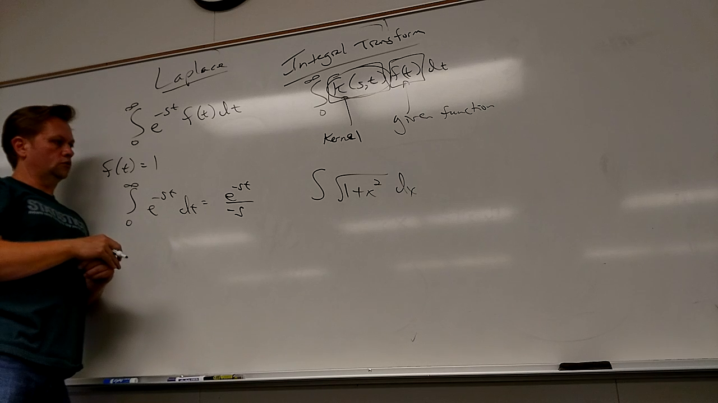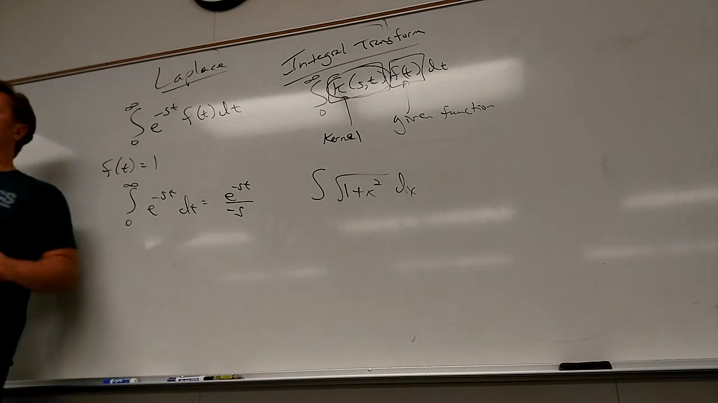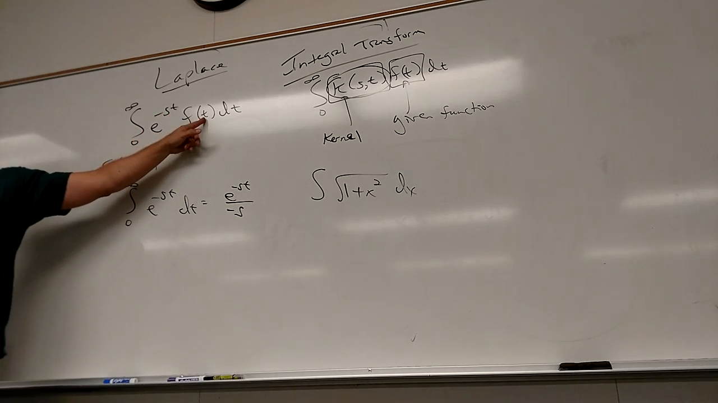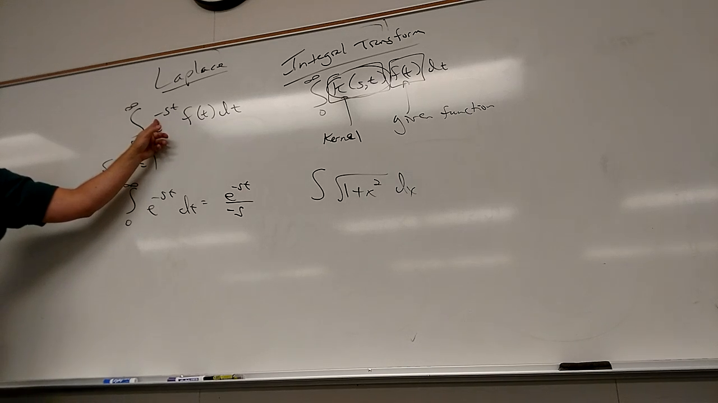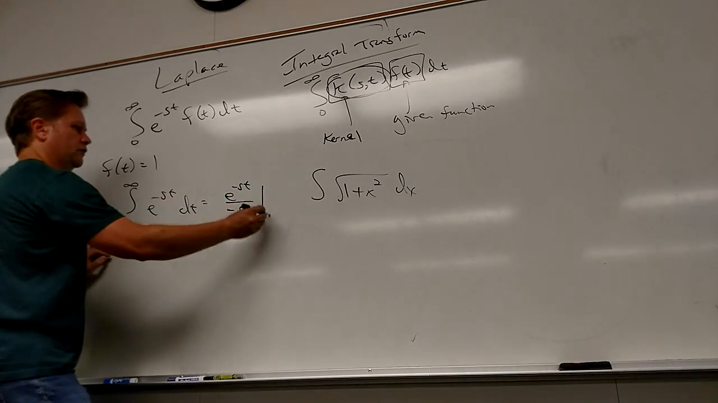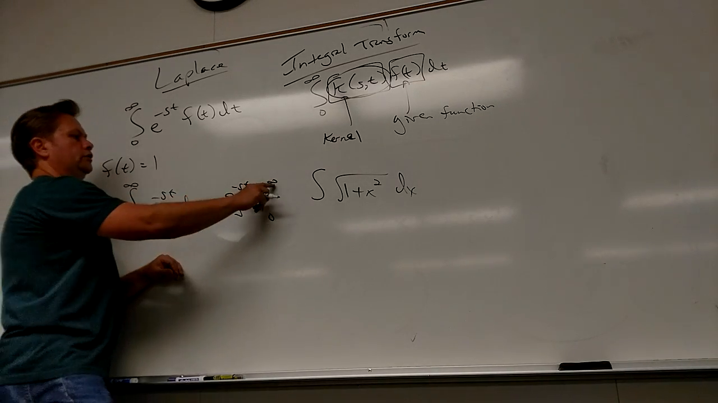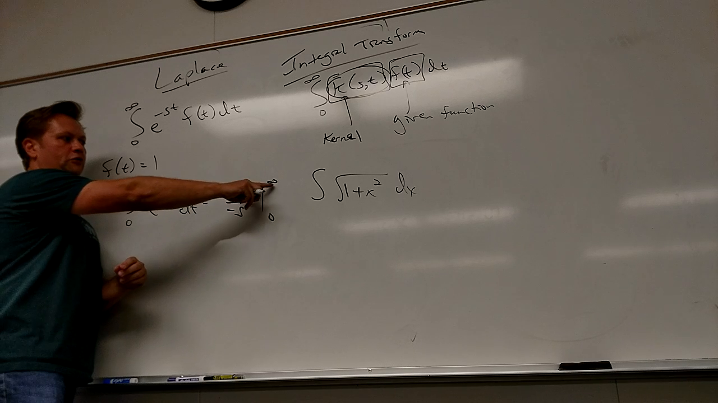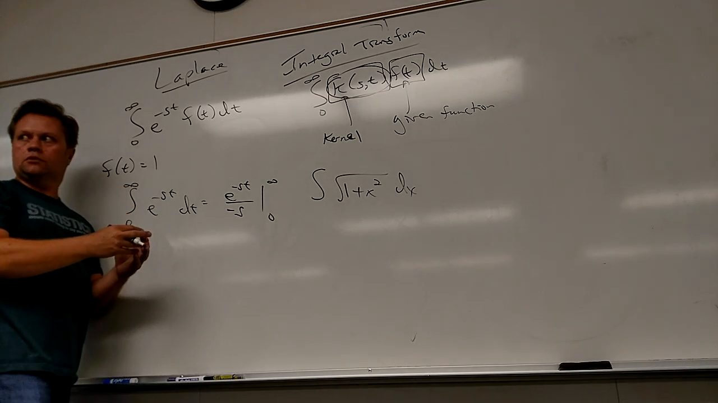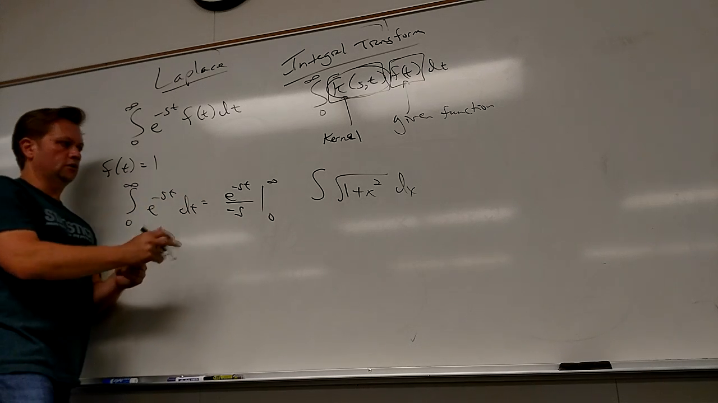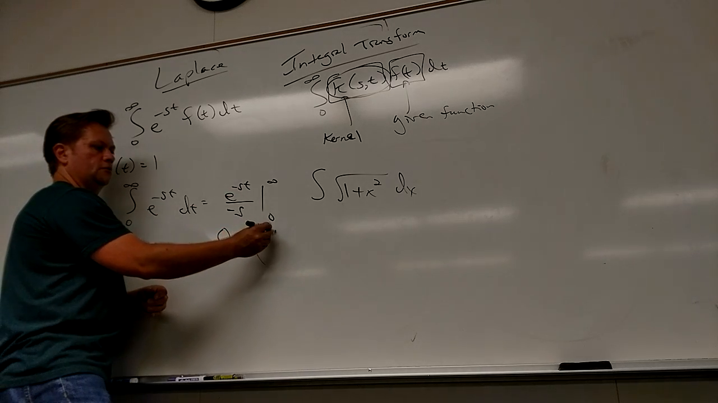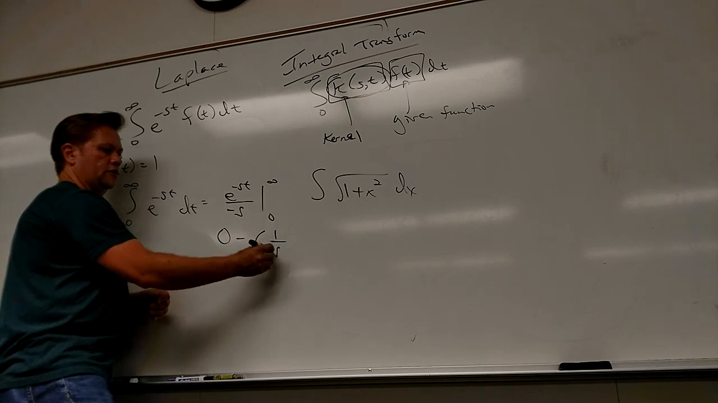Is s a constant? No, s is going to be our variable. It's sort of like when I do trig sub, the given variable is x, and then the substitution variable is theta. The given variable is t, the resultant variable in the transformation is going to be s. So watch what happens here. This is going to be from 0 to infinity. When I let t get really big, this goes to 0, because it's 1 over e to the really big. So that's 0 minus, when I plug a 0 in, I get 1 over negative s. So I get 1 over s.